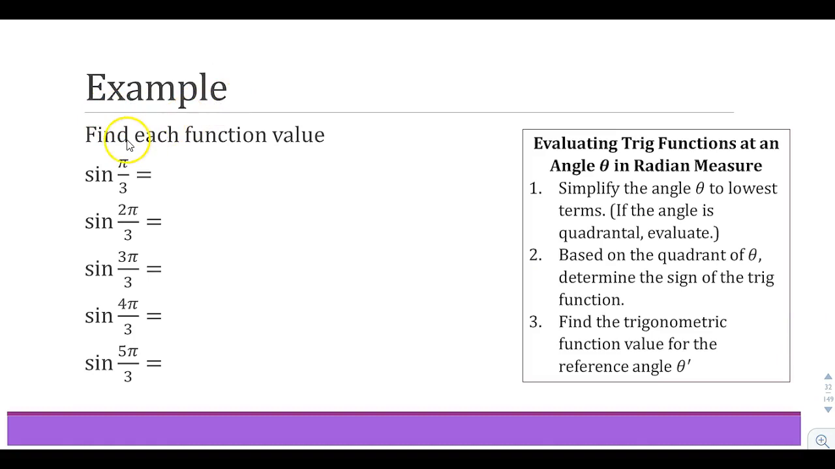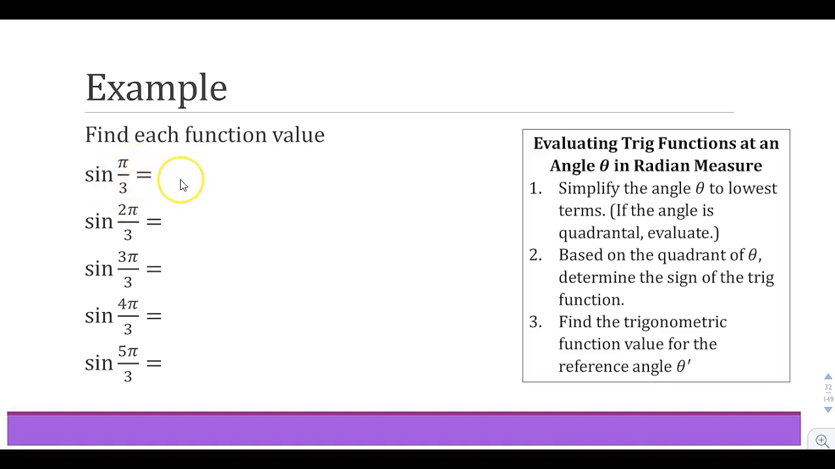In this example, we want to find each function value. And notice that all of the angles are in radian measure, and we don't want to convert all of these to degree measure. So let's go ahead and look at the first one, sine of pi over 3. So this is an easy one to convert to degrees. So pi is 180 degrees divided by 3, that's 60.